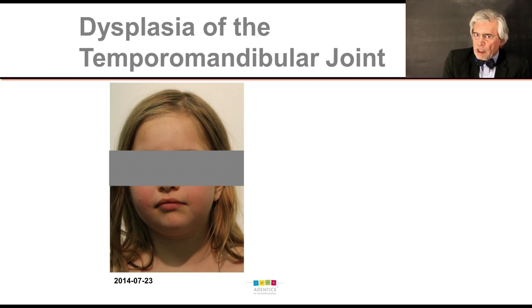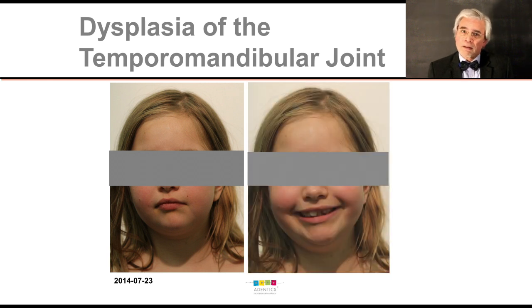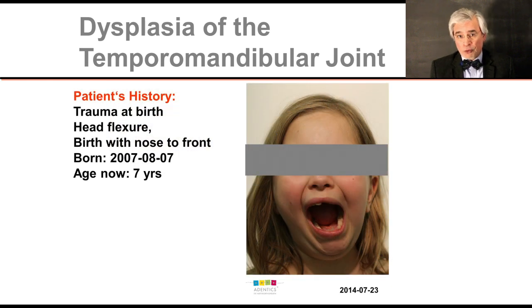When this patient keeps her mouth closed, it is not immediately visible in the anterior view. She suffers from a dysplasia of her left temporomandibular joint, which is associated with a significant consequence for the facial skeleton. When she smiles, it is already obvious. And when she opens her mouth, then you see there is a progressive deviation to the left. The mother told us that she suspects that the cause could be a birth trauma.